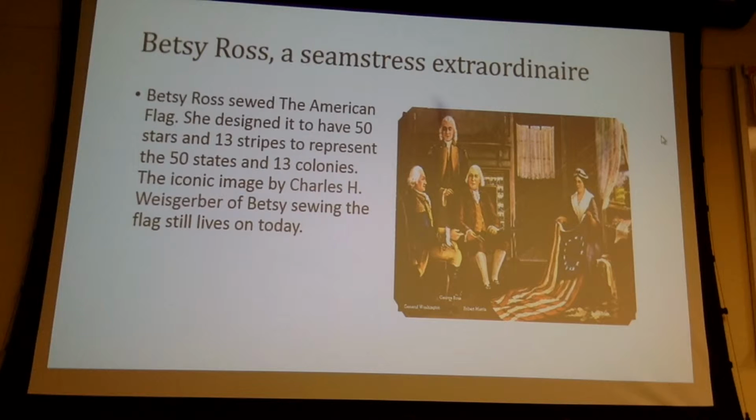Betsy Ross sewed the American flag. She designed it to have 50 stars and 13 stripes to represent the 50 states and 13 colonies. The iconic image by Charles H. Weisgerber of Betsy sewing the flag still lives on today. It is common knowledge that Betsy Ross sewed the first American flag, although there is no physical evidence that she actually did. Make sure you have hard evidence to back up your claims. Also make sure your information is true. Flags have changed over time, and the flag we have today is different than the first version of the flag.